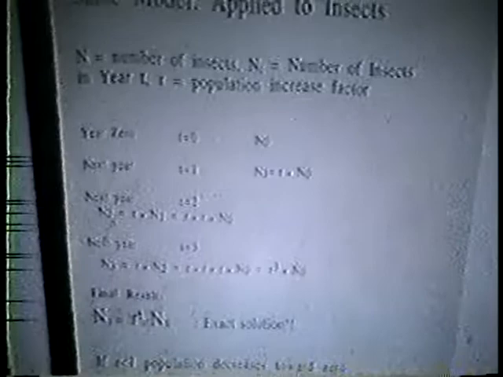In general, we know how to handle this kind of law. In the next year, we would have R times the number of insects in year one, which is R times the number in year zero, which is R squared times the number in year zero. In the next year, you would have R cubed times the number of year zero. In the year T, you would have R raised to the power T times the number in year zero.